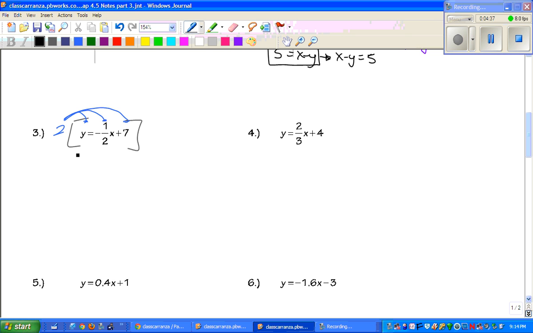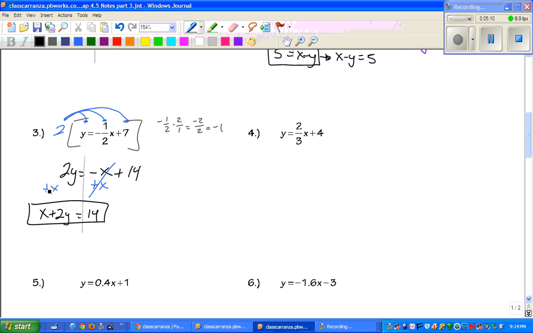everything, okay? So you get 2y equals, off to the side if you need to do negative 1/2 times 2 over 1, which is negative 2 over 2, which is negative 1. And then plus 14. We got to get the y on the same side. x and y on the same side. x is negative, so we're going to move it. And you get x plus 2y equals 14. And that's our final answer.